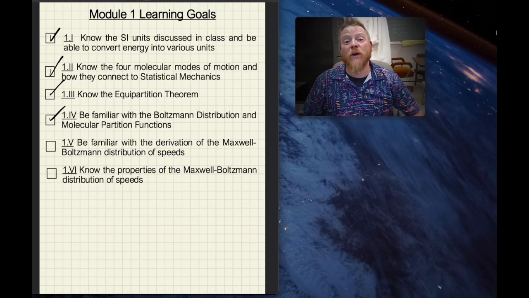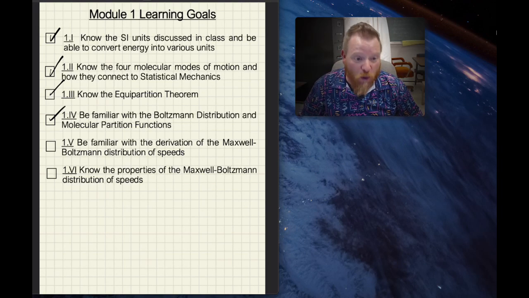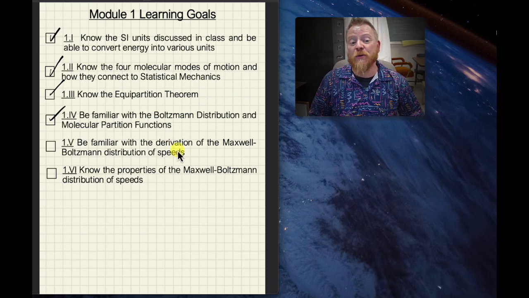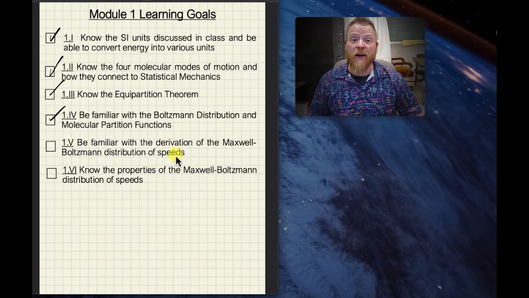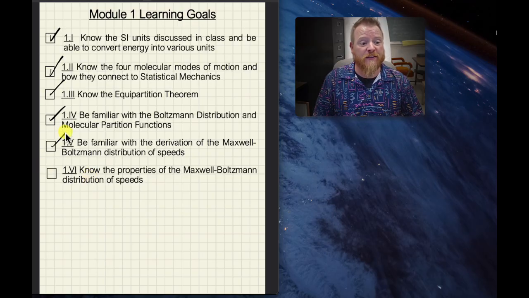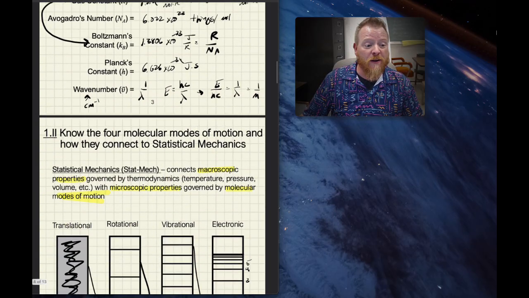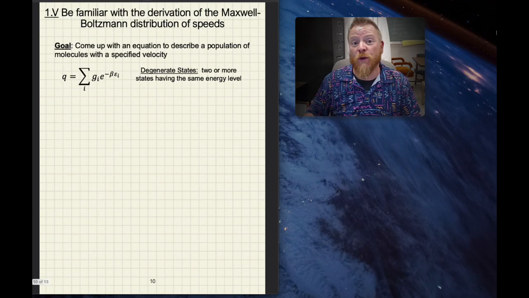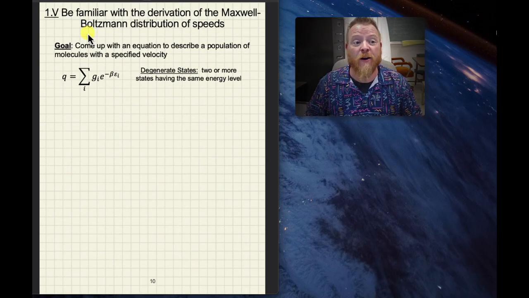Okay, students, we're going to keep going down this rabbit hole and go further into our discussion of partition functions and the Boltzmann distribution. And we're going to use that to derive a famous equation called the Maxwell-Boltzmann distribution of speeds. So this will be on the heavy side. And as always, we will go through this in more detail in our live lecture.